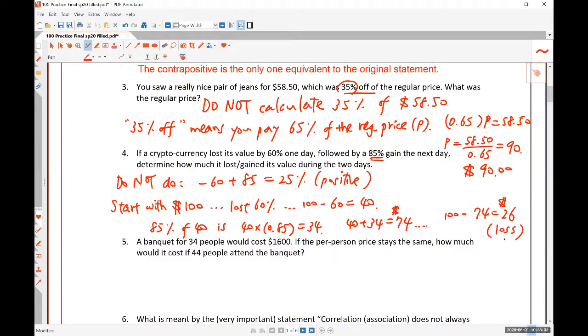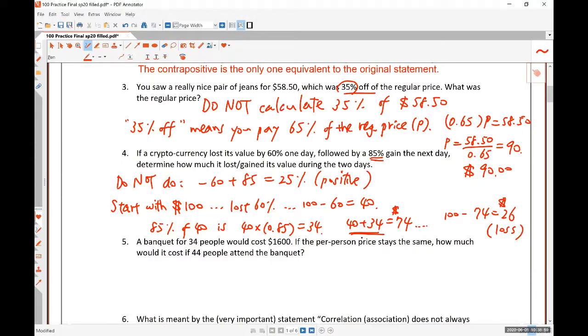Okay, did you follow this? So you started with $100. After you lost 60%, it's worth $40. But then you gained 85% of $40, which was $34. So after the second day, it's back up a little bit. In fact, it's up to $74. But that's still $26 less than what you had before.